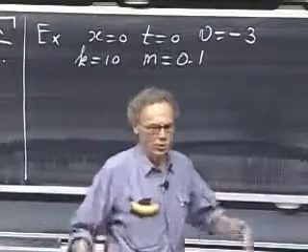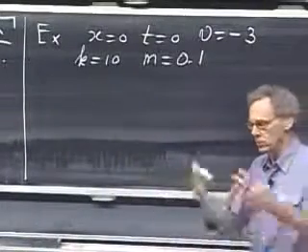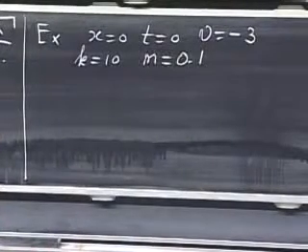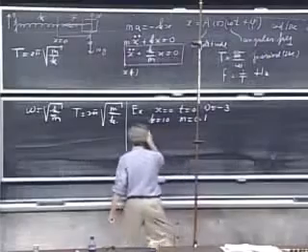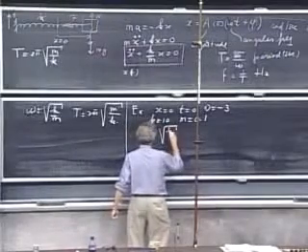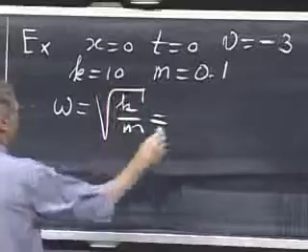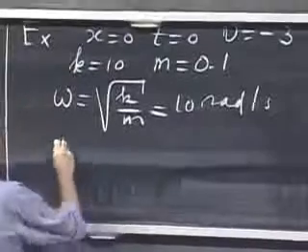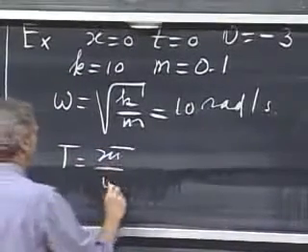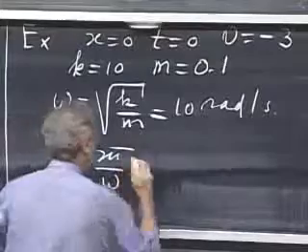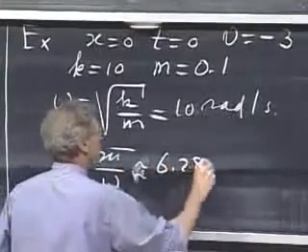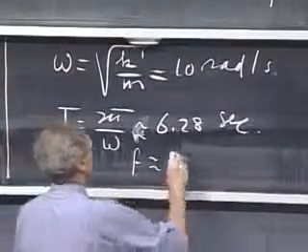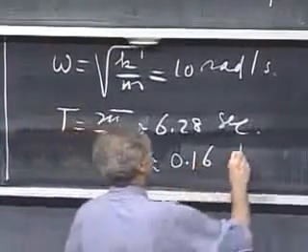And now I can ask you, what now is x as a function of time, including the amplitude A, including the phase angle phi? Well, let's first calculate omega. That is the square root of k over m. That would be 10 radians per second. The period T, which is 2 pi divided by omega, would be roughly 6.28 seconds. And the frequency f would be about 0.16 hertz.